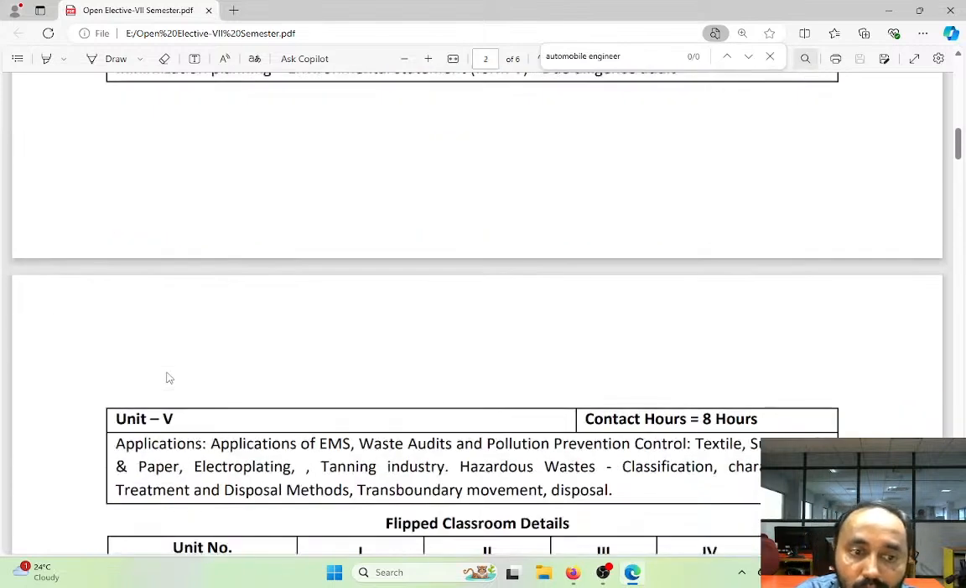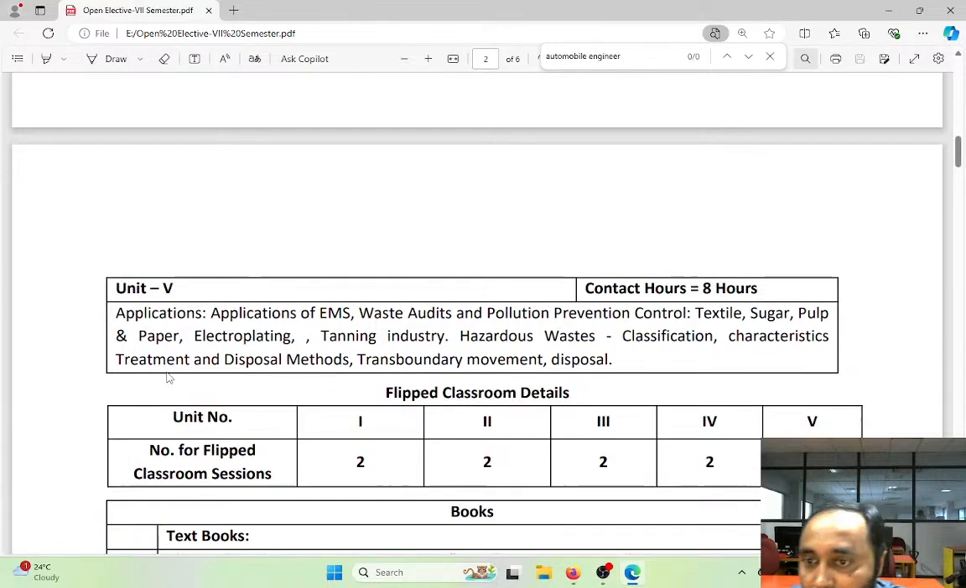And lastly we are going with the last unit. It is on application. This application is based on environmental management system with different types of industries that are going to be taken into consideration. It is textile, sugar, paper and pulp, electroplating industry, and tannery industry.